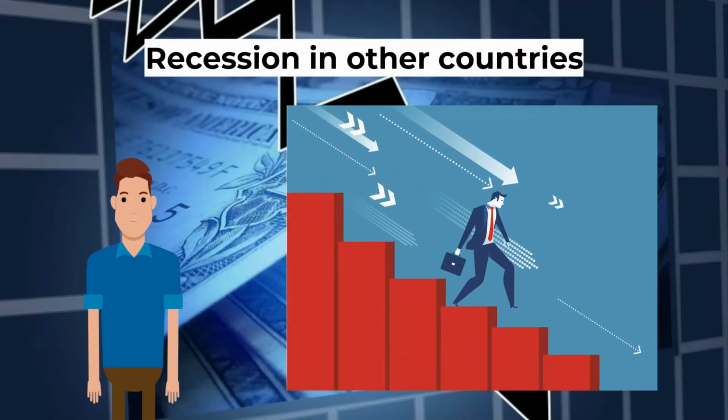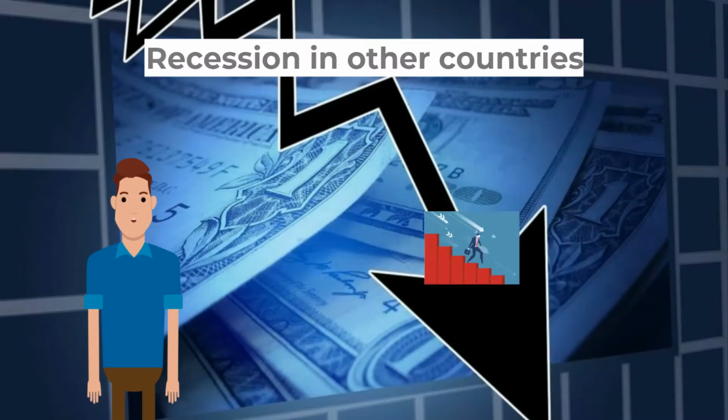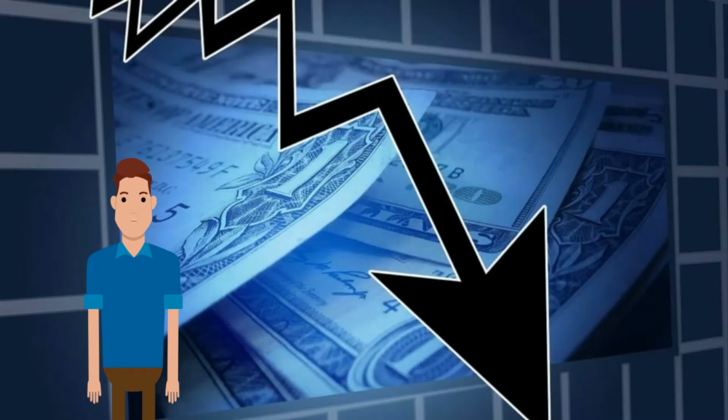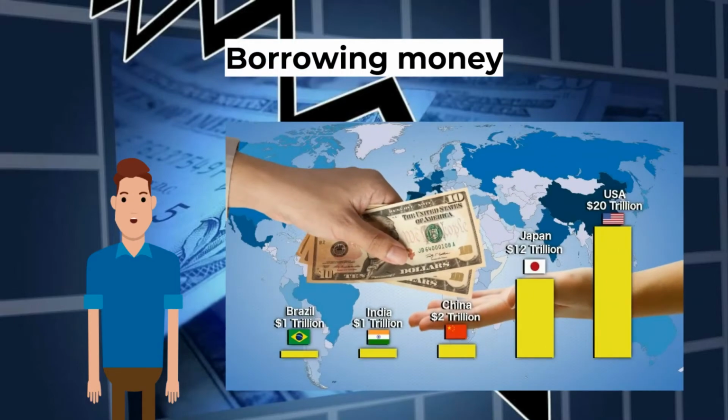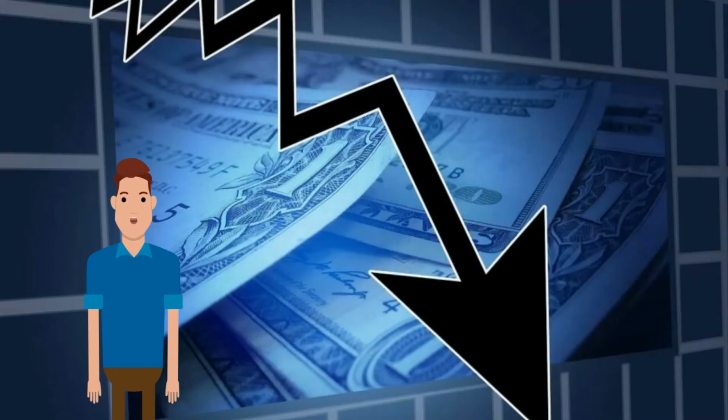Recession in other countries. If the country's main trading partners experience negative economic growth, then they will buy less of the country's exports, worsening the current account. Borrowing money. If countries are borrowing money from other countries to finance their expenditure and growth, current account deficits will develop.